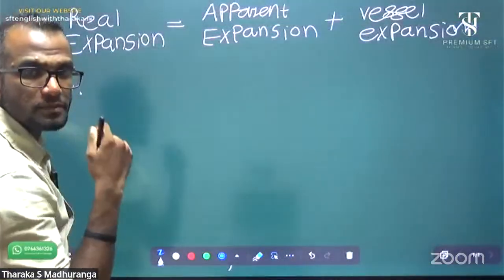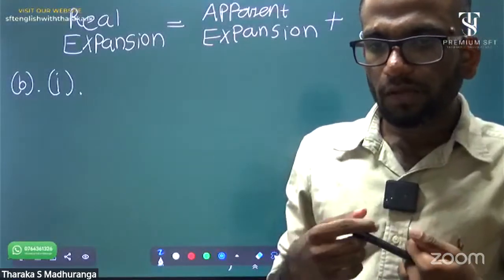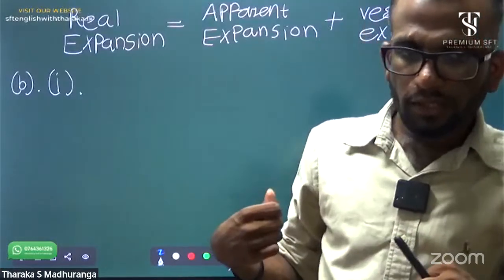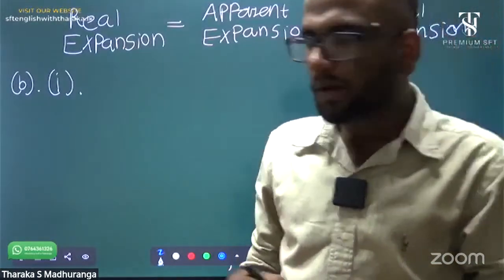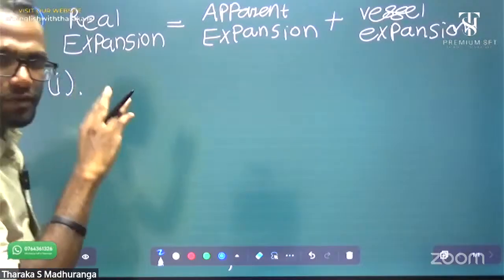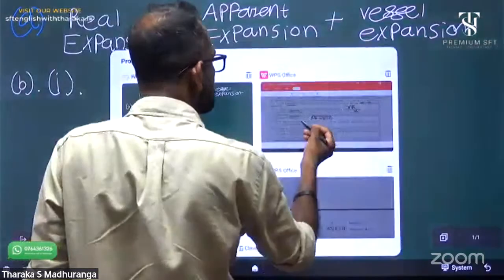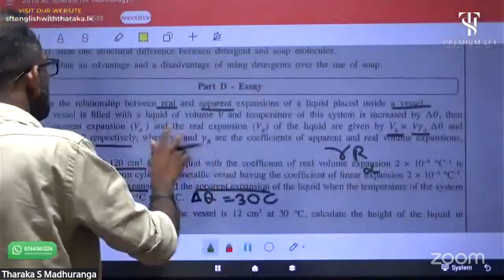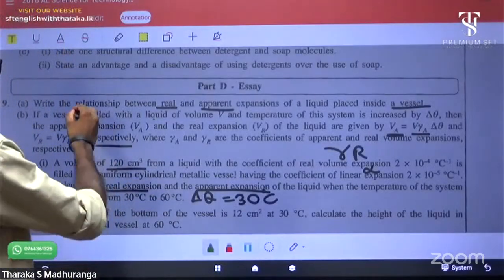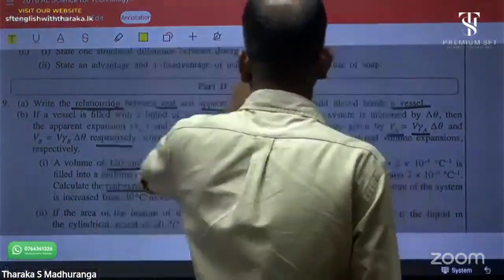So when they are asking for the relationship, for the first part, part A, just a relationship is being asked, right? Then for a relationship, you don't need to explain. Part A: write the relationship between real and apparent expansion. Only the relationship. No need to explain. Write down only the relationship.